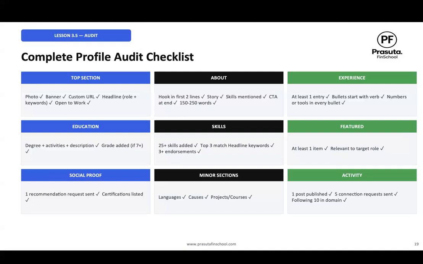Then coming to the skills, you have to mention 25 plus skills. Tick if it is added. Top three match headline keywords. Tick if it is done. Three plus endorsements. Tick if you have already done it. Then featured. At least one item relevant to target role.